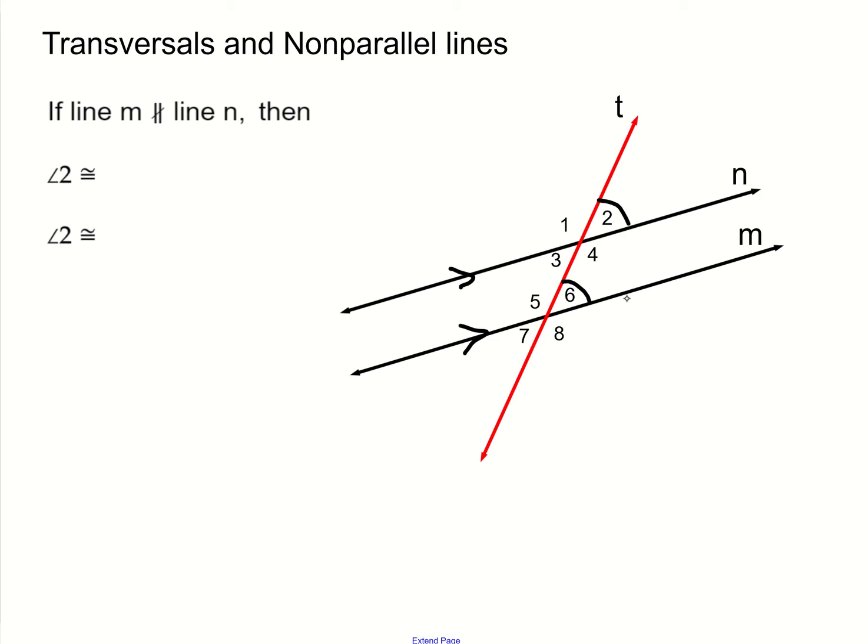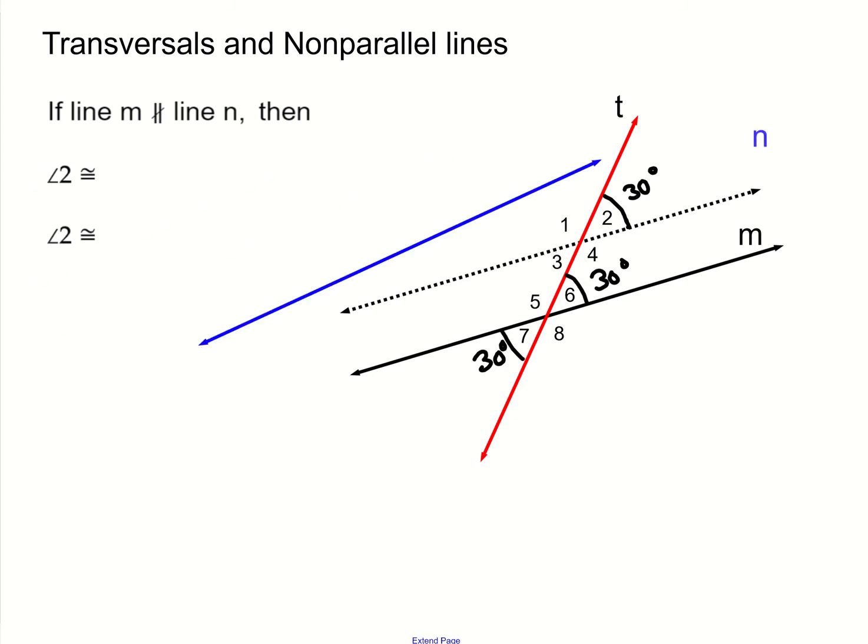So what happens if they're not parallel? In the case that they're not parallel, let's dot this line, line n. We'll replace it with a dotted line, and then we'll adjust it so it looks like this blue line, and we'll call that new blue line, line n. Notice that if angles 2 and 6 are both 30 degrees, then if the dotted line becomes the blue line, that is no longer the case.